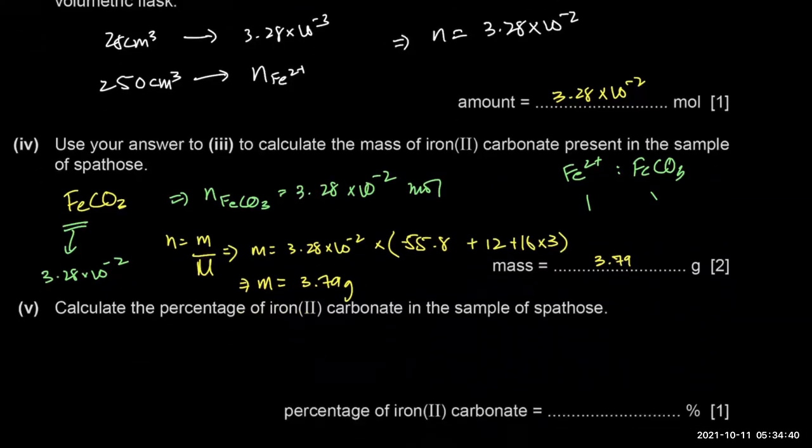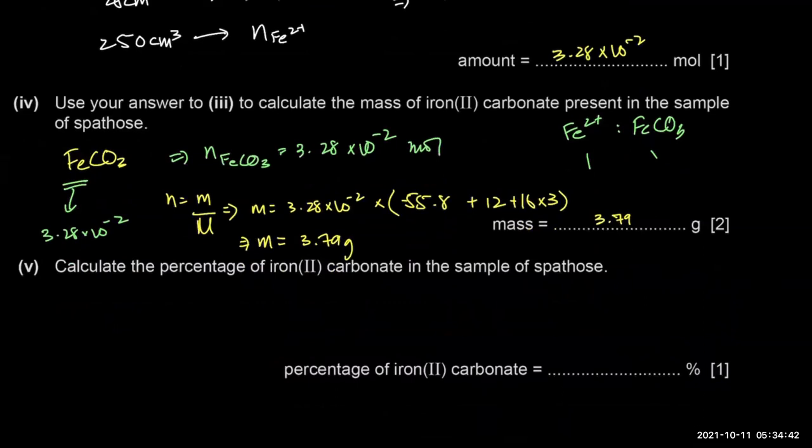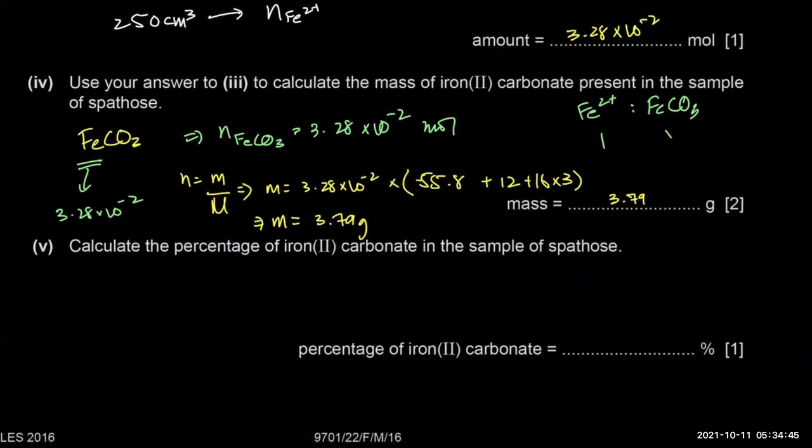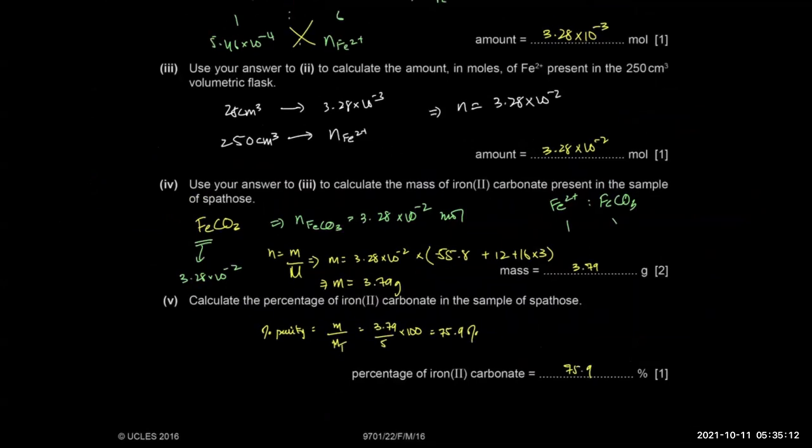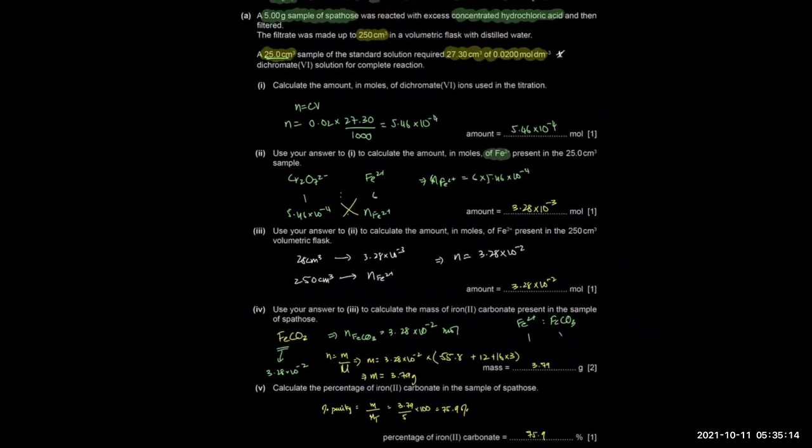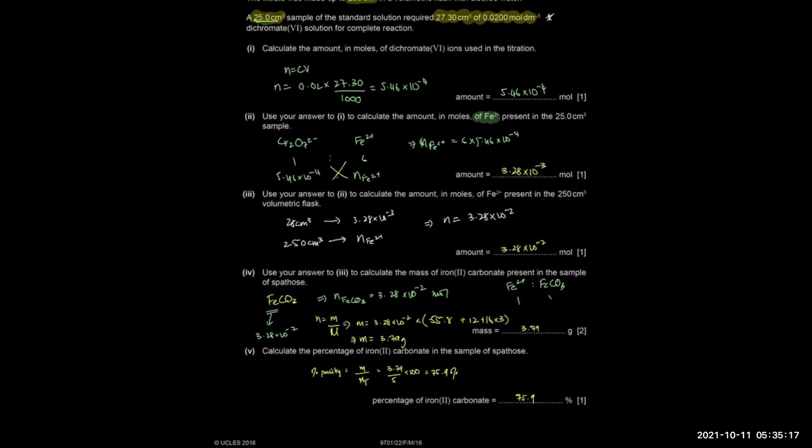Yeah, so we have 3.79 grams of iron carbonate, iron 2 carbonate. So what's the percentage? We had a 5 gram sample. So our percentage purity is just the mass that we got divided by the total mass, right? Which is equal to 3.79 divided by 5 times 100. So what does that come out to? 75.87. So that's 75.9%. So that's your percentage purity of iron carbonate in the Spathos sample, or percentage by mass of iron 2 carbonate.